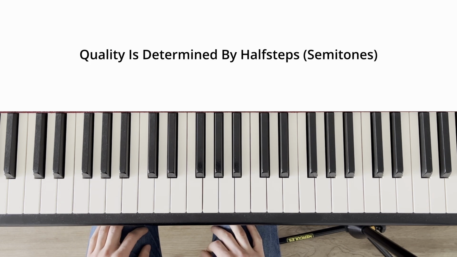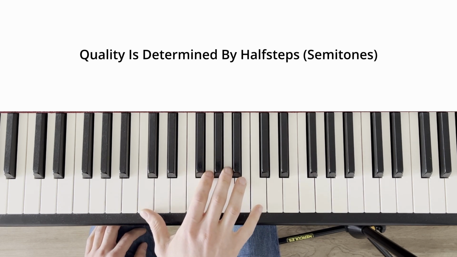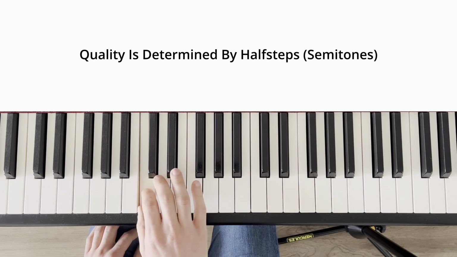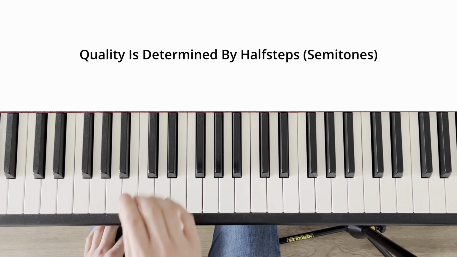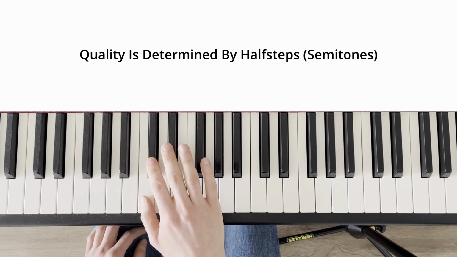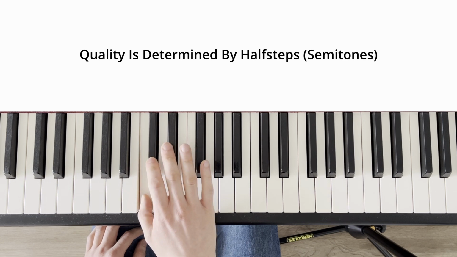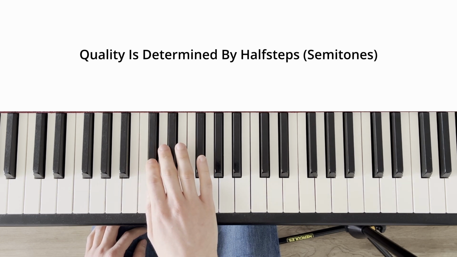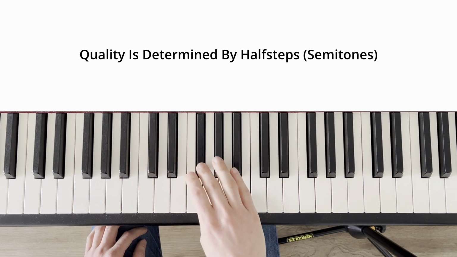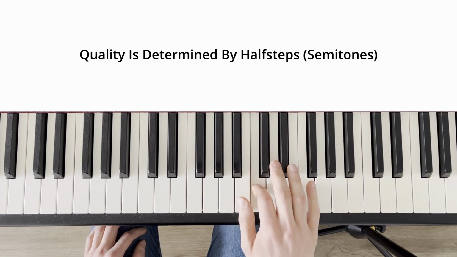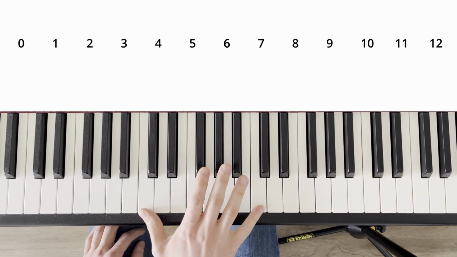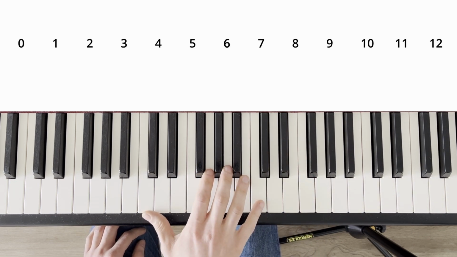To determine the quality of an interval, we have to count the half steps, also known as semitones. An octave can be divided into 12 semitones. If I start from C, I don't count C, very important. I start counting from the next note. So C sharp or D flat would be one semitone away from C. If I keep counting, 1, 2, 3, 4, 5, 6, 7, 8, 9, 10, 11, 12, I get back to C. So the distance from C to C is 12 semitones, and this is called a perfect octave.